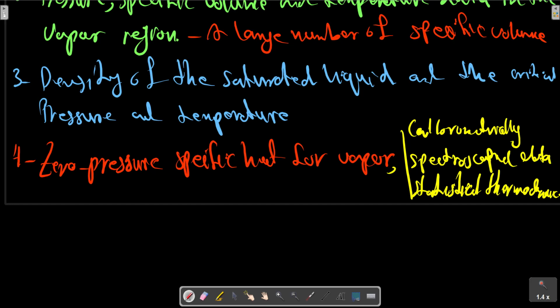From this data, a complete set of thermodynamic tables for the saturated liquid, saturated vapor, and superheated vapor can be calculated.